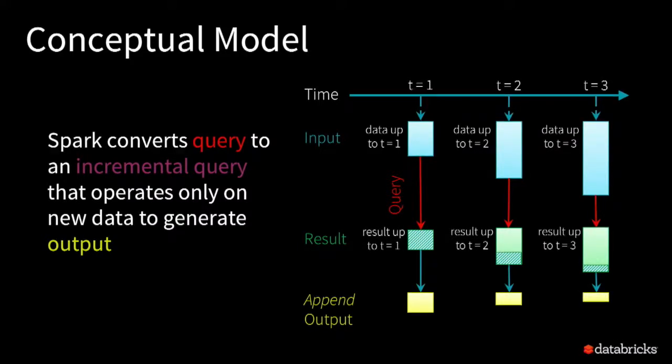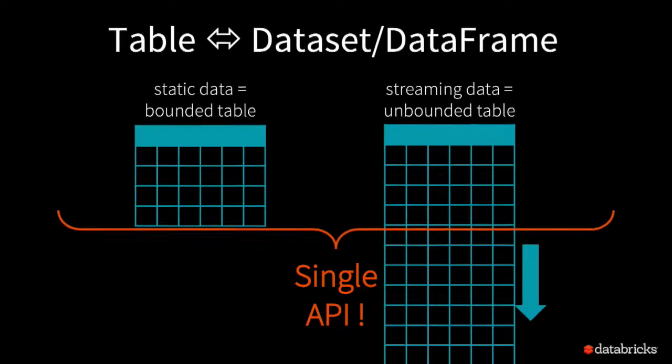The final goal of this conceptual model is that it allows both streaming data as well as batch data to be represented using a single API, which is Apache Spark's Dataset and DataFrame. So basically all of this static or streaming data is a table, and tables are one and the same and represented as a Dataset DataFrame in Apache Spark.